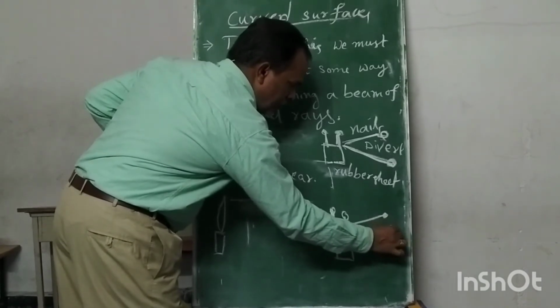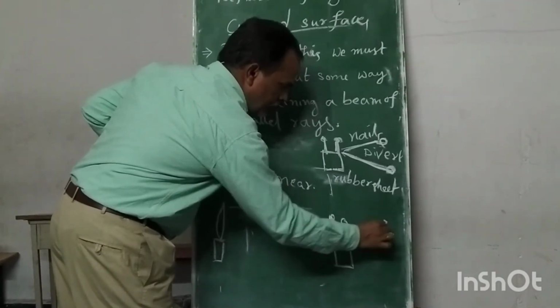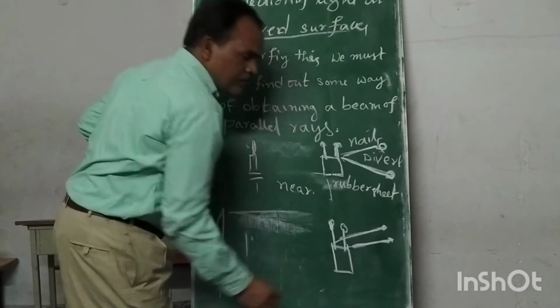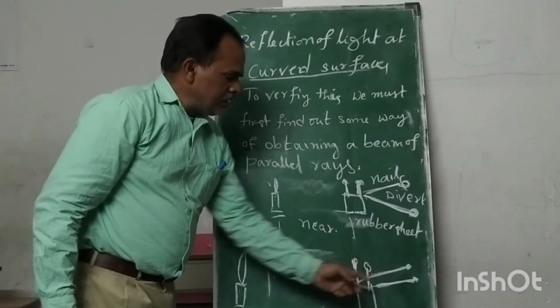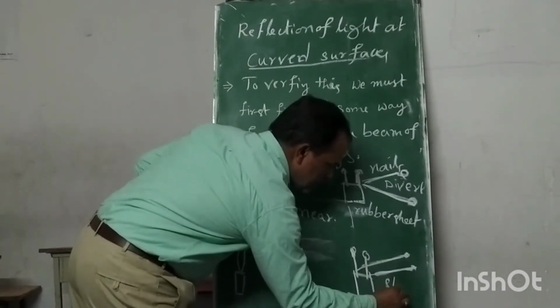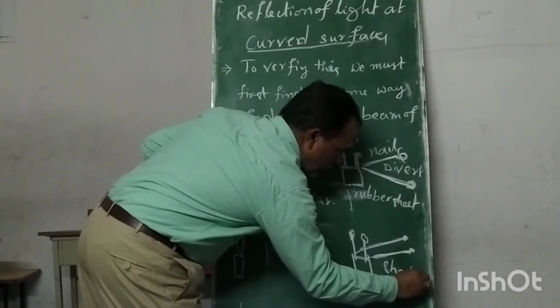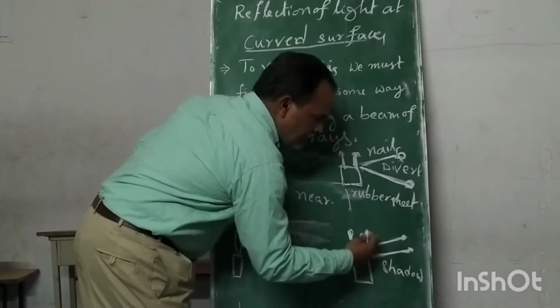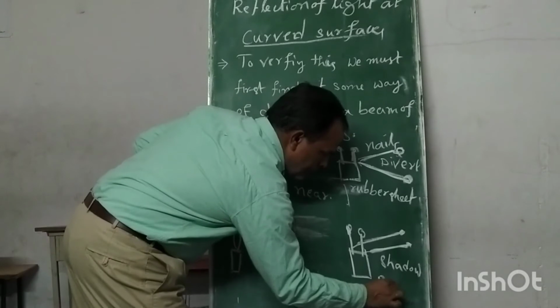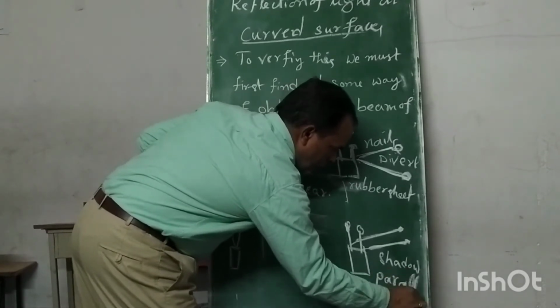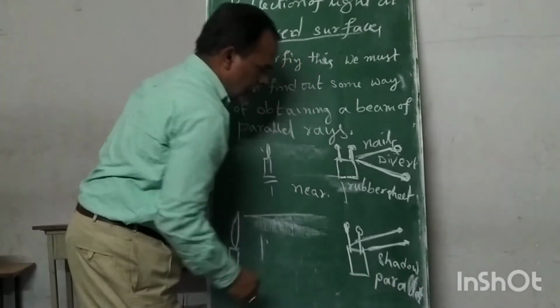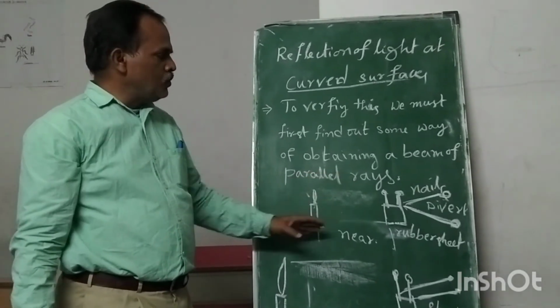Both are formed parallel. So this is parallel, both. Here the shadow of the image is formed parallel to each other. What is the difference between these two?